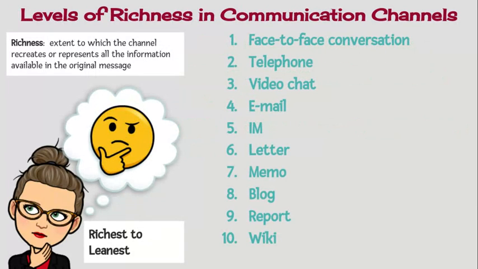Now, a key component of this chapter and this lesson deals with the levels of richness in communication channels. Richness is the extent to which the channel recreates or represents all the information available in the original message. The list you see on the board is from richest, giving all the original information, in many cases both visual and auditory clues, spoken and unspoken, verbal and nonverbal communication, posture, down to the leanest, where you have to really struggle to figure out the sender's intent.